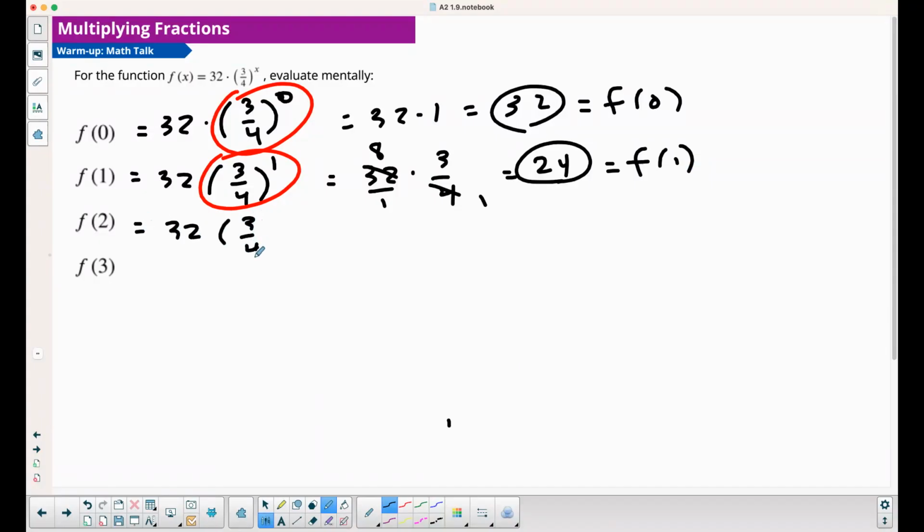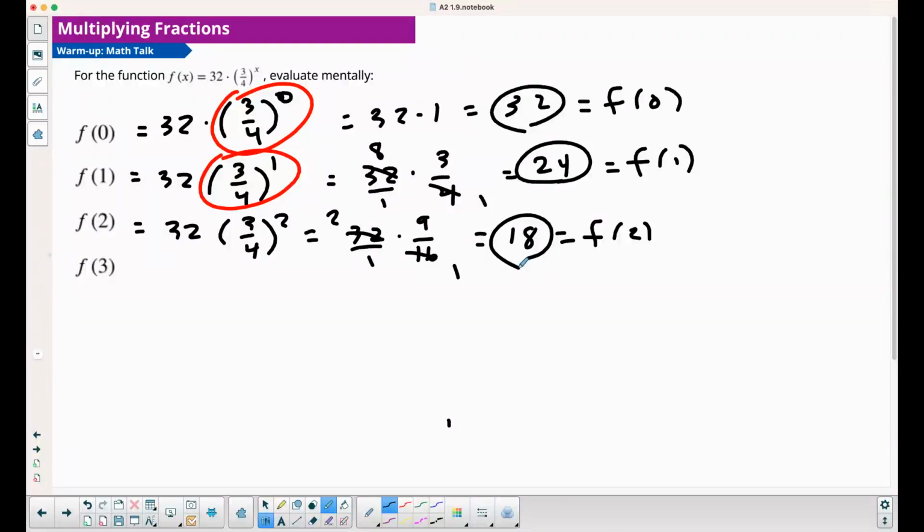32 times 3/4 to the second power. Again, I do that exponent first. It's real easy. You can just square the numerator and square the denominator. So 3 squared is 9, and 4 squared is 16. Then I'm going to put 32 over 1, and I'm going to reduce before I multiply. I could just multiply 32 times 9 and 1 times 16, but I realized that 16 goes into 32 twice, so I just get 2 times 9, which is 18. All right, so f of 2 equals 18 means the second term is 18. Or it basically means when you plug in 2 for x, you get 18.